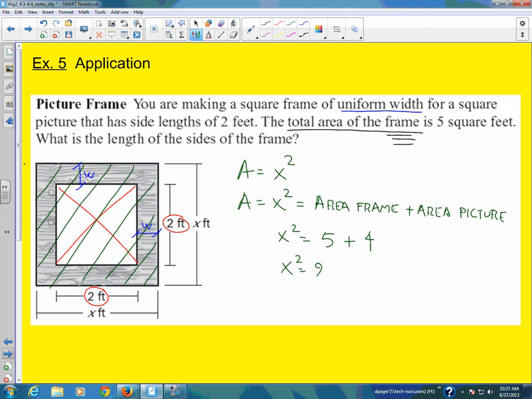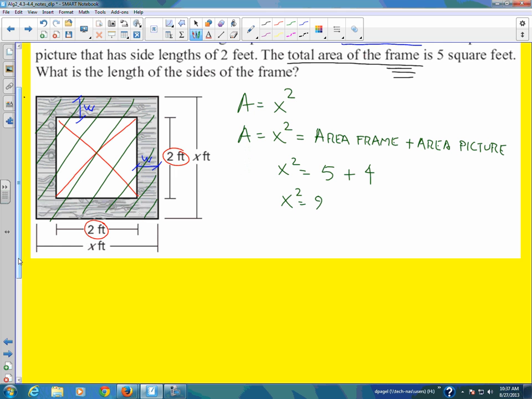So here's the quadratic. We simply take the square root of both sides, and when we're taking square roots, we get 2 answers, plus and minus. But you can't have a negative length on something, so we just take the positive value, and we can find that the length of the sides of that frame are going to have to be 3 feet.